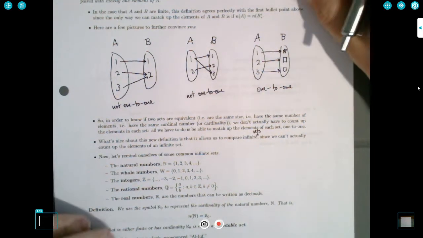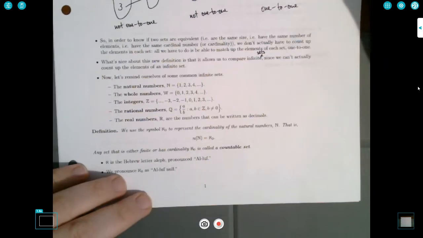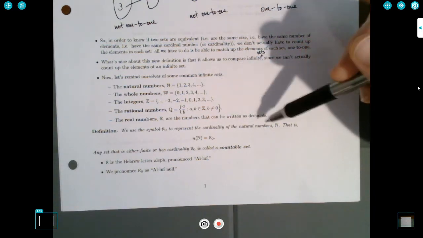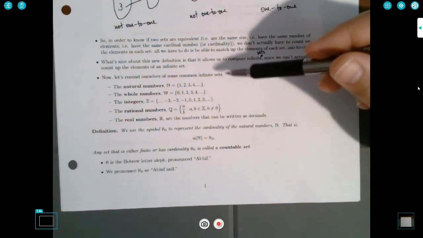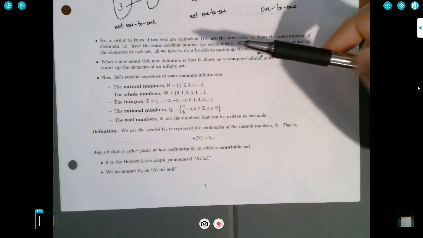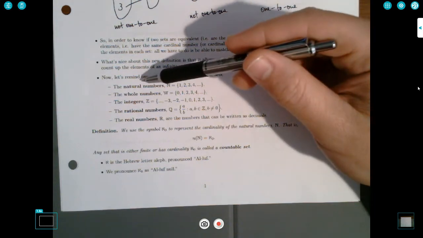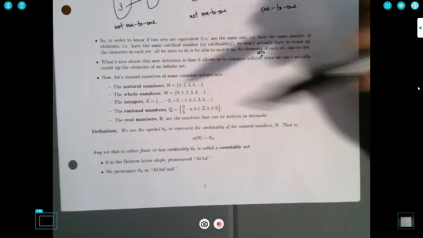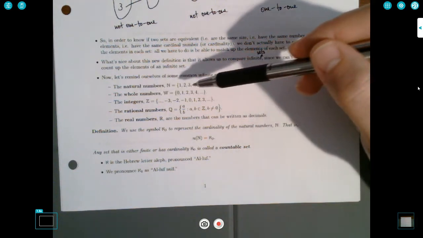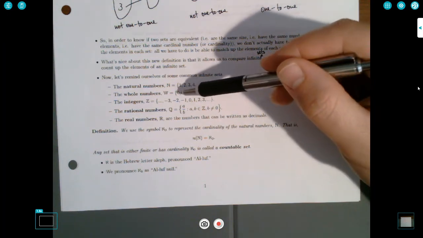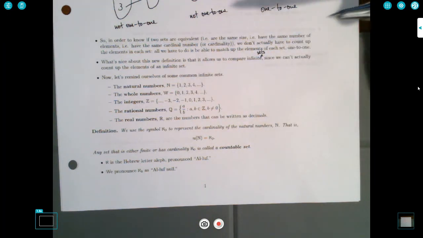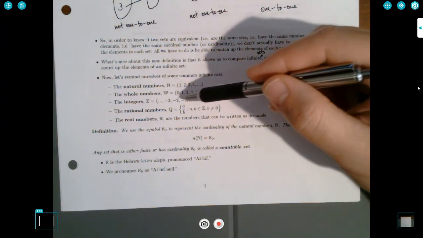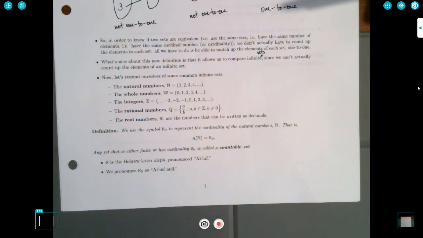So with that in mind, let's remind ourselves of a couple of our infinite sets that we went over a few lectures ago. We've got the natural numbers. These are the counting numbers, 1, 2, 3, 4, 5, 6, 7, the positive whole numbers. We've got the whole numbers, which are the natural numbers with 0 thrown into the mix. And then we've got the integers, which are the positive whole numbers and the negative whole numbers, and of course 0 thrown into the mix.